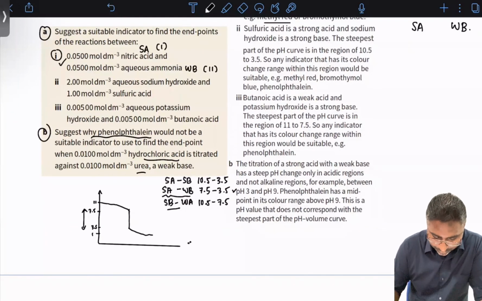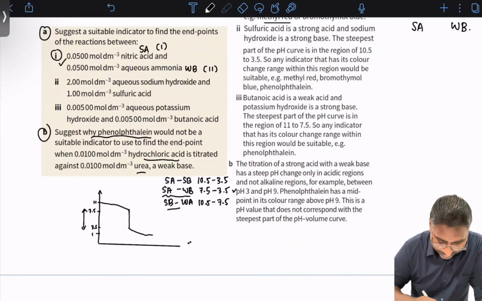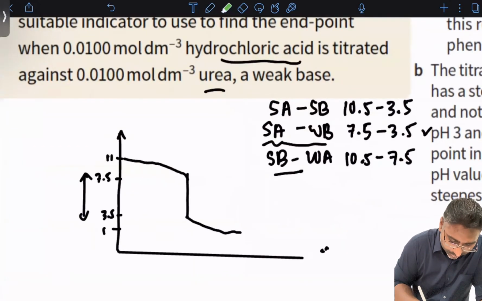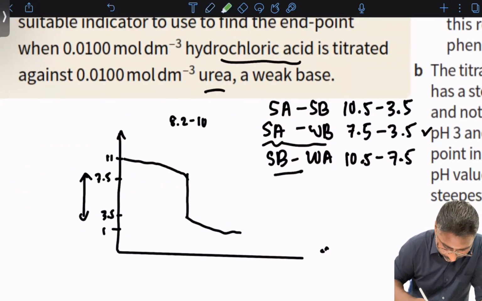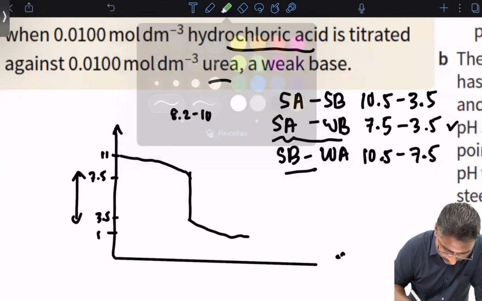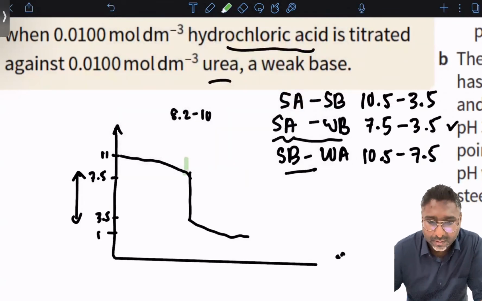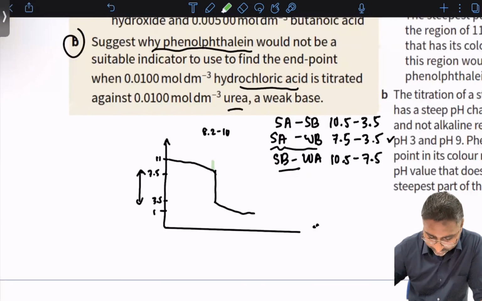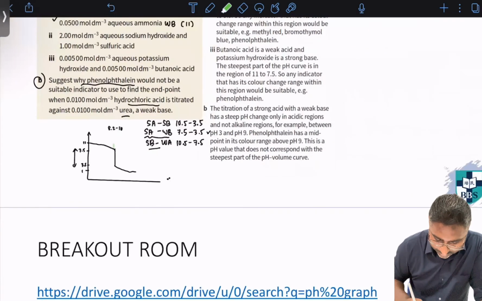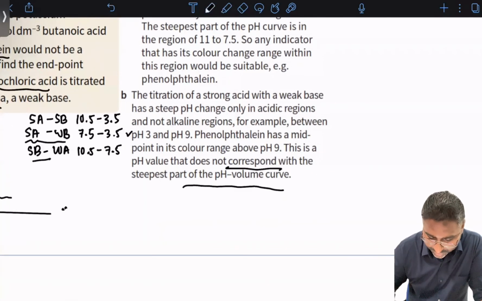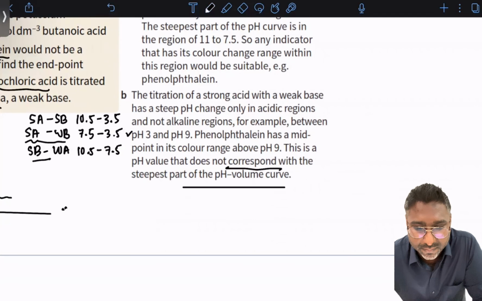So they are asking why phenolphthalein cannot be used. Phenolphthalein is 8.2 to 10, you can check. If I put 8.2 to 10 somewhere here, it doesn't lie within the range that we want. So you see what is the answer. Phenolphthalein does not correspond to the steepest part of the pH-volume curve. So you can just check.